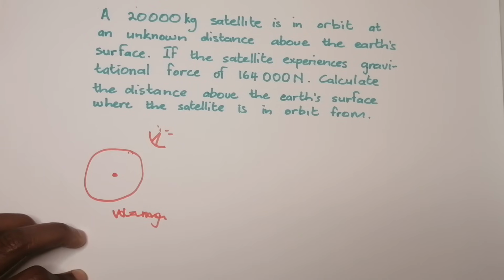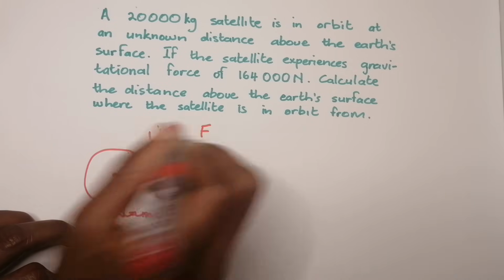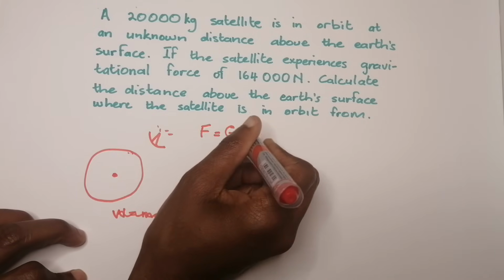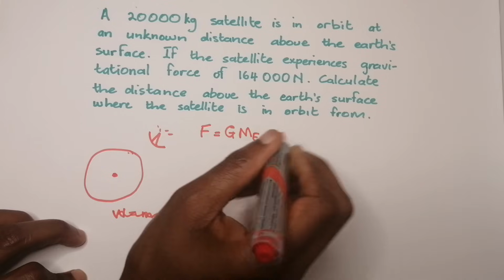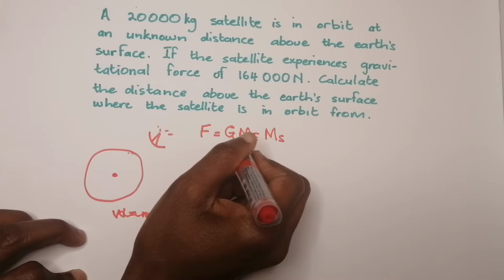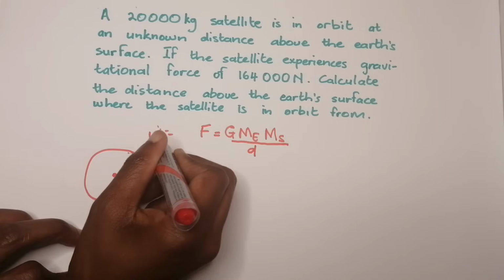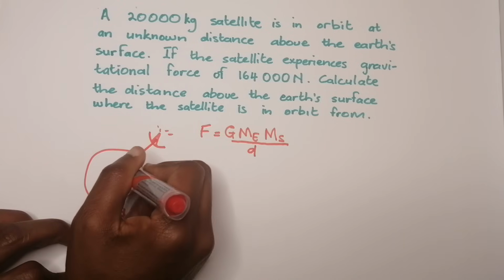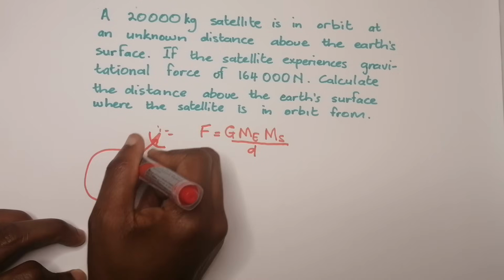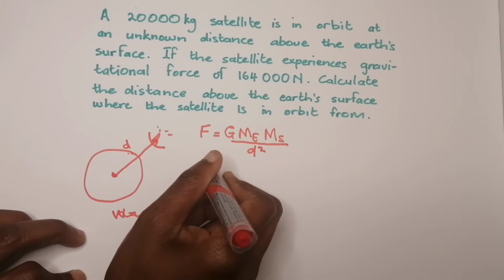Now, what we're simply going to do is, let's say the force between the satellite and the Earth is going to be G, the mass of the Earth, multiplied by the mass of the satellite, divided by the distance from their centers. So from the center of the satellite to the center of the Earth. That's the distance we're looking for. Let's call that distance d, and so this will be divided by d squared.